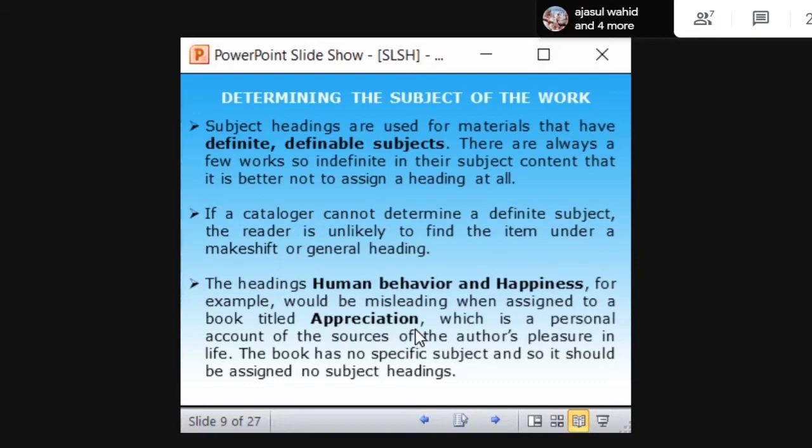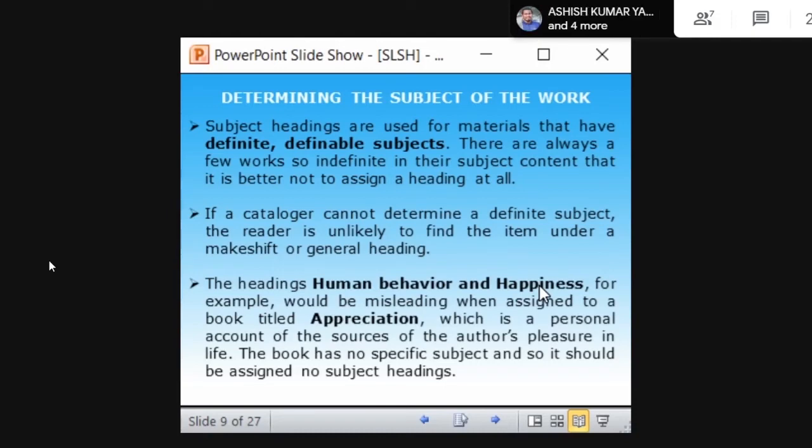See this example. The headings human behavior and happiness. When assigned to a book titled Appreciation, this is misleading. The book title here is Appreciation. So for this book you are assigning two headings like this: human behavior and happiness. Though the meanings might be related literally, it will mislead, because the book is a personal account of the sources of the author's pleasures of life.